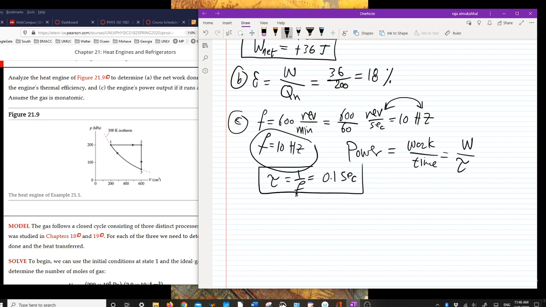So it takes 0.1 second for one cycle, a kind of slow moving engine, I guess. So therefore, the power is work, which we have calculated to be 36, divided by 0.1. So the power here is 360 watt. A small engine, I guess. And there we go. Got it? Okay. Let me do another problem.